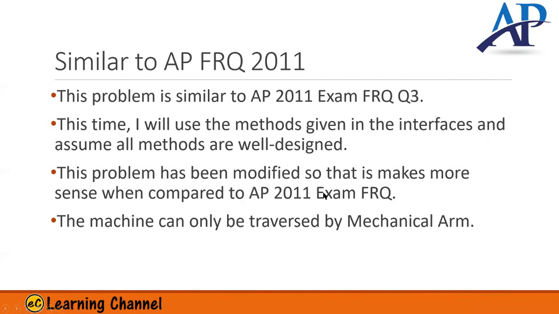So this one actually makes more sense. The Barron's version makes more sense. But still, it's very abstract, not easy to comprehend what's going on. So there is one assumption nobody can understand: that the machine can only be traversed. The experiment can only be traversed by the mechanical arm. And what this really means, I will explain later.